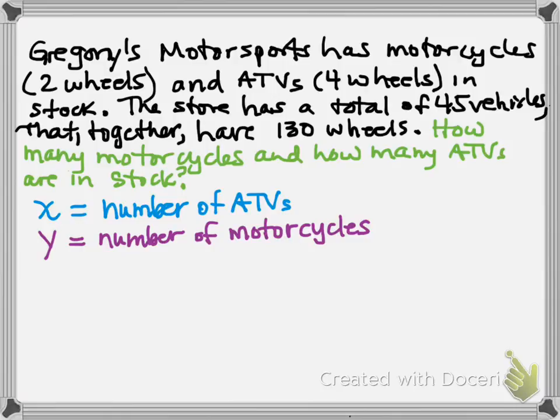Okay, so what we're going to do is write one equation that deals with the wheels. We know that the ATVs have 4 wheels, so we're going to have 4 times the x. And how many wheels do the motorcycles have? 2 times the number of motorcycles would equal the number of wheels mentioned in the problem, 130. Okay? And then we're going to write a second equation that's going to be based on what? What does the 45 represent? Number of vehicles.